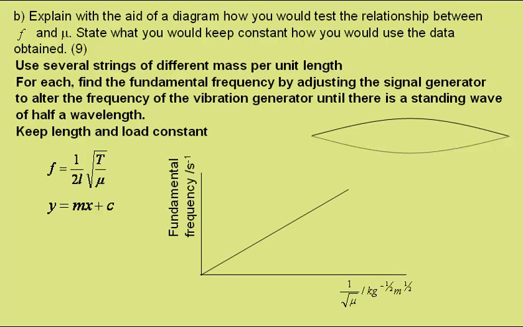Something like this, with the fundamental frequency in units of seconds to the -1 or hertz on the y-axis, and 1 over the square root of mu, the mass per unit length, which would be in units of kilograms to the -1/2, meters to the half. In a longer question like this, there'd often be marks for quality of written communication. This doesn't mean you need to write a perfect essay. What it does mean is that you must use the correct terminology, spell the words correctly, and put them together in some sort of logical sequence. Bullet points are generally fine.